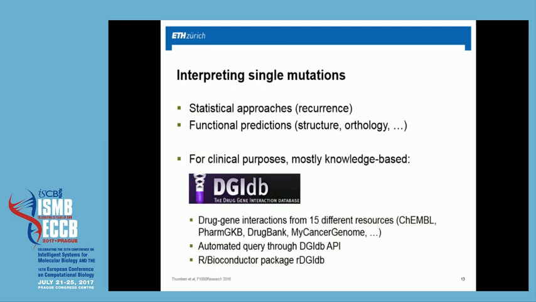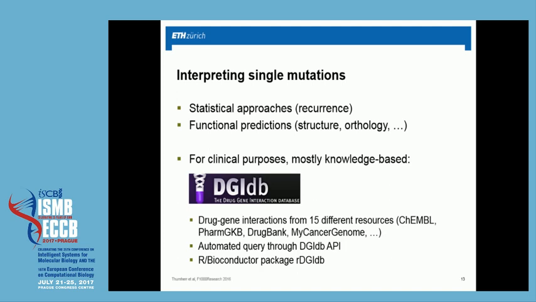Now, in terms of interpreting mutations, there's many ways to do that, and many general tools have been mentioned in this course here today already, of course. And I want to start by talking about single mutations. If you want to interpret a single mutation, well, there's, of course, statistical approaches mainly based on recurrence. If a mutation occurs often, independently, in different patients, that's a strong indication, but it doesn't work very well, as I showed on the previous slide.